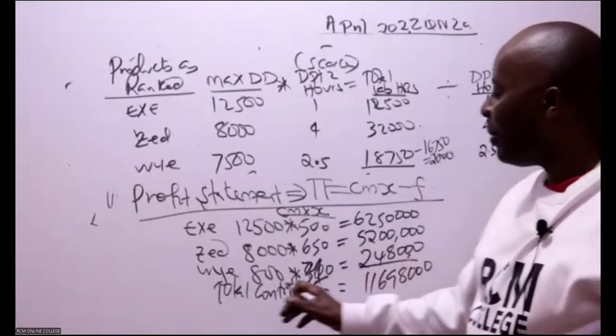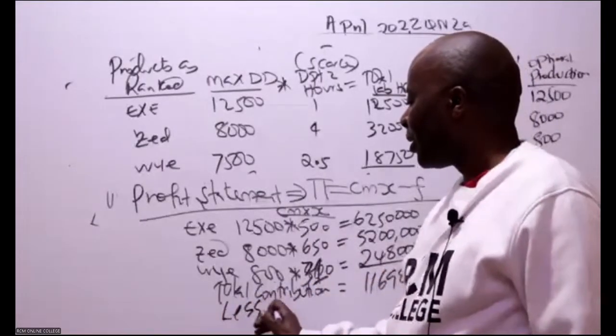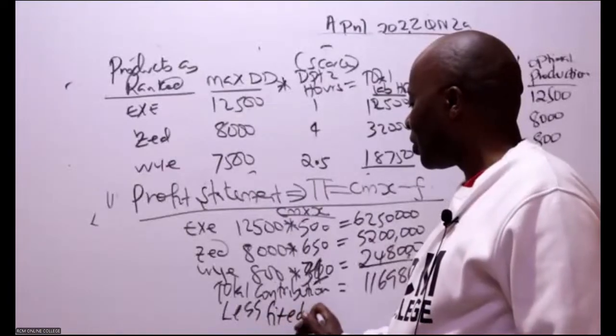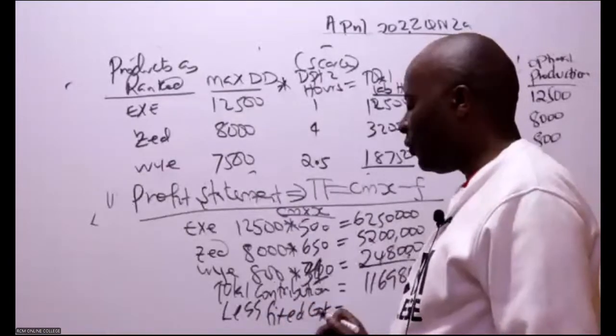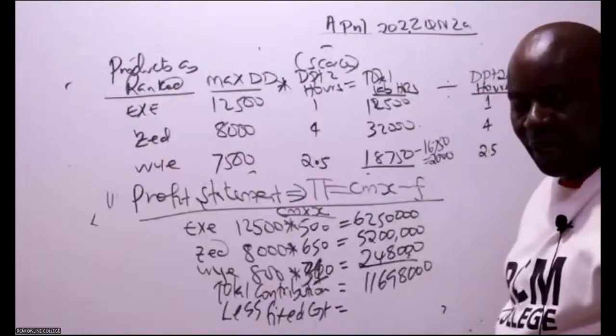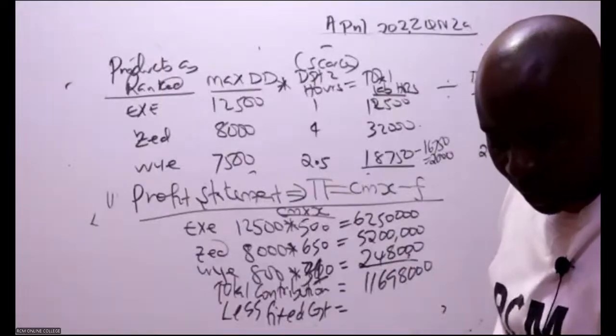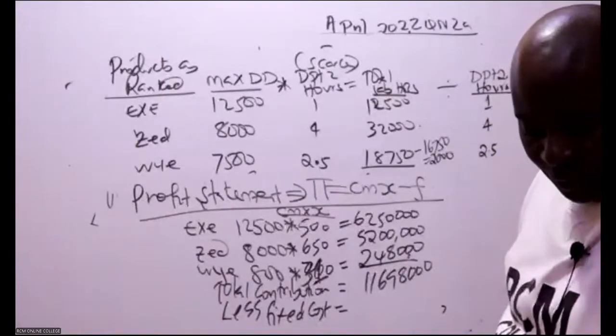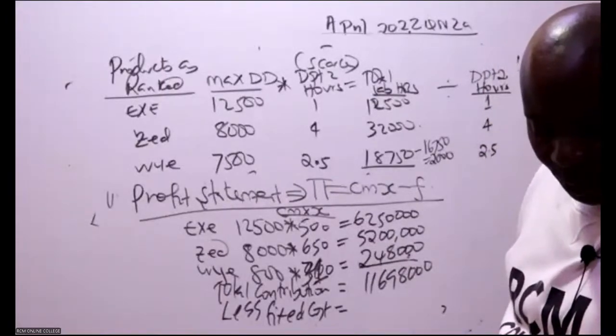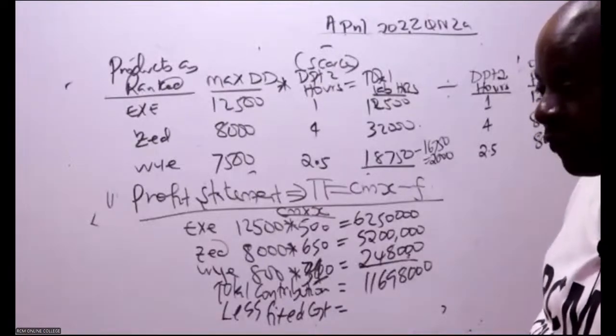698,000. So we come under less fixed costs. Are you able to see the fixed cost of this organization somewhere there? I'm able to see a figure there. Yeah, note number 3. Fixed cost is 5 million.